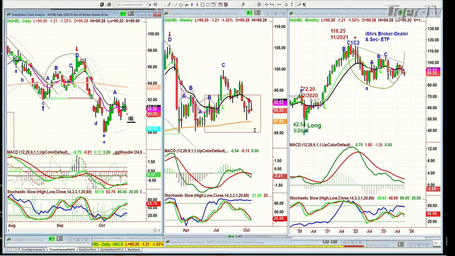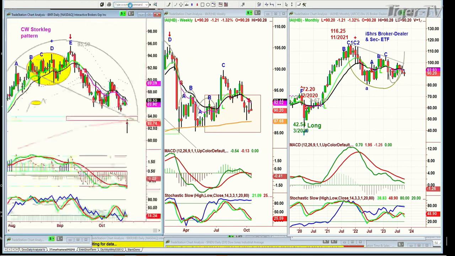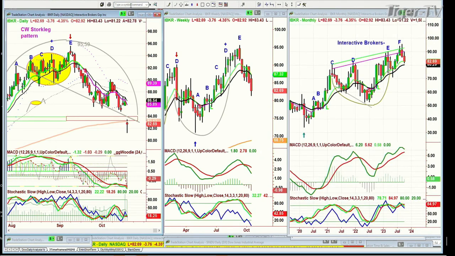But IBKR, which is the one that I use as a benchmark, is trading at 82.74, down 3.70. Interactive Brokers gapped down. How come it gapped down? I'm not sure why it gapped down, but it did gap down, and that's just not a good sign. So I'm saying stay away from Schwab right now. And Interactive Brokers, I need to show you the chart to get back. Did that. Yes, so I've done both. I'll be right back.